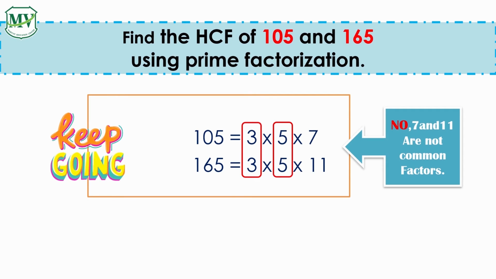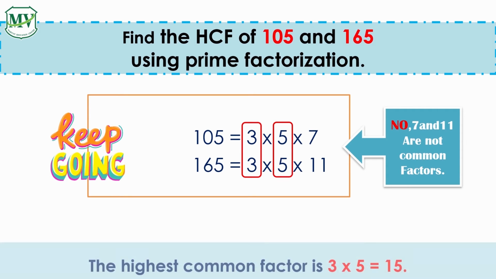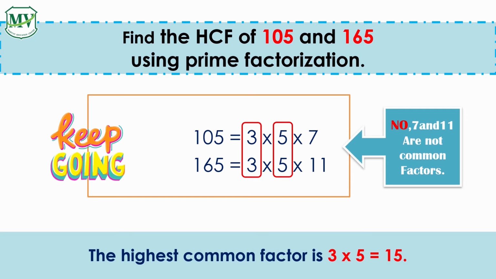What's the next step? You've got a sharp memory. Yes, we will multiply the common factors grouped together. So, 3 times 5 equals 15. So, the highest common factor is 15.